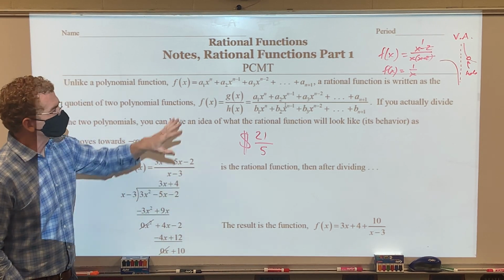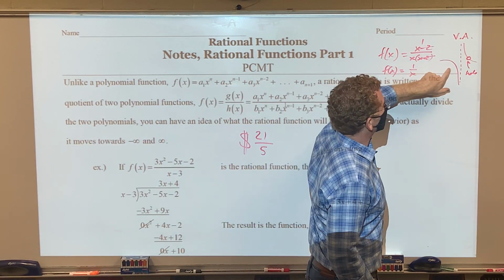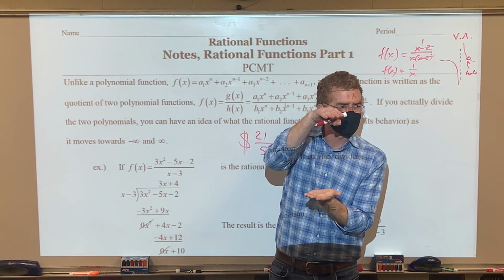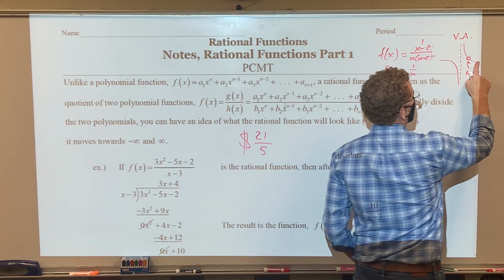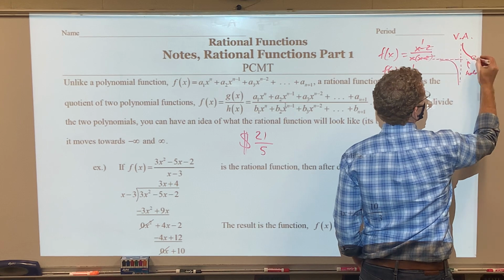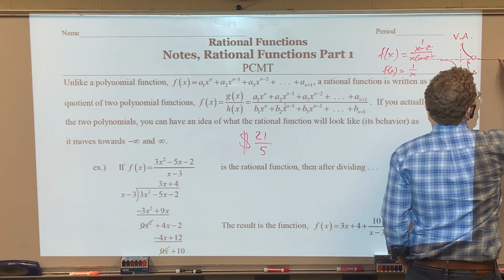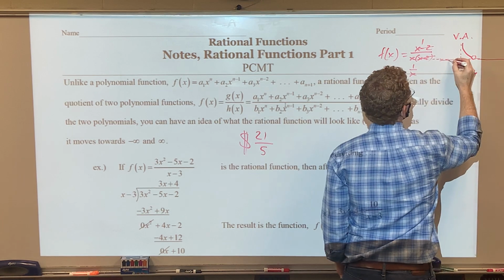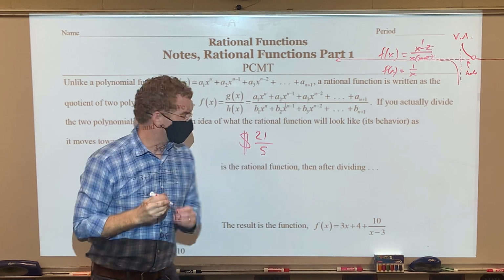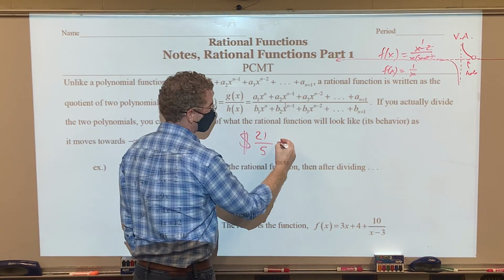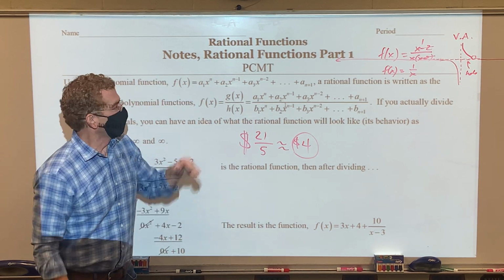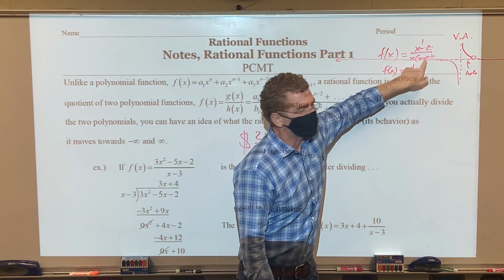Because what you're going to find out is, when I graph a graph like this, you may look at this and go, oh man, that's a weird looking graph. It's a weird looking graph from -5 to 5. But if I start zooming out on a graph like this, you know what I find? That the graph really looks like a horizontal line once I start zooming out. So it's kind of like 21/5 dollars is about $4. It's kind of like me saying a horizontal asymptote is about what this graph looks like.